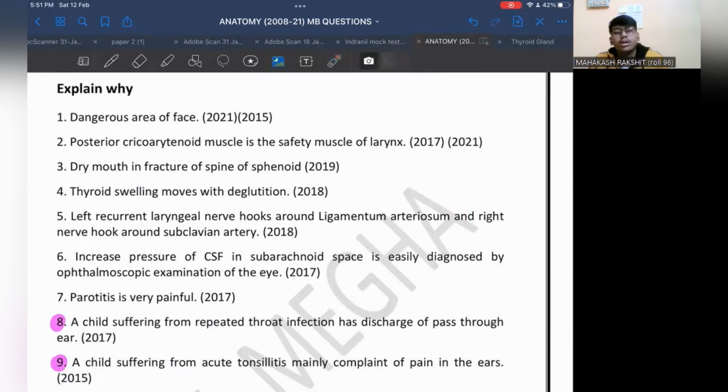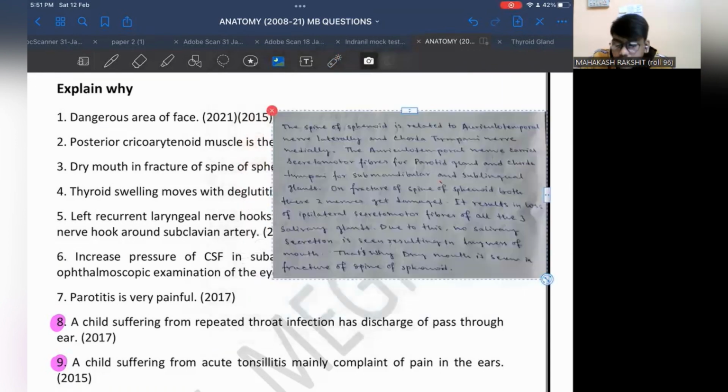One of my students has written this answer very nicely. I would like to share this with you. You can take a screenshot and read it. Okay, here is the answer.